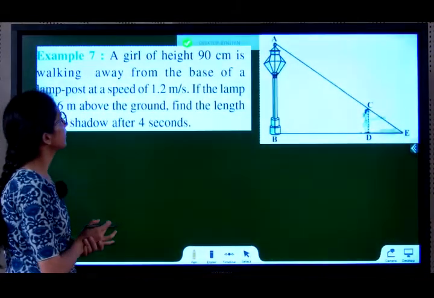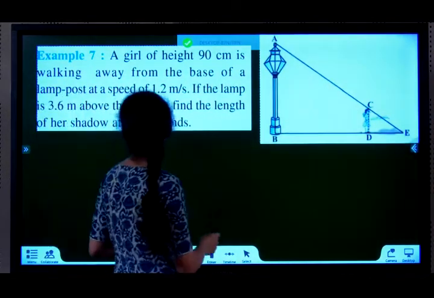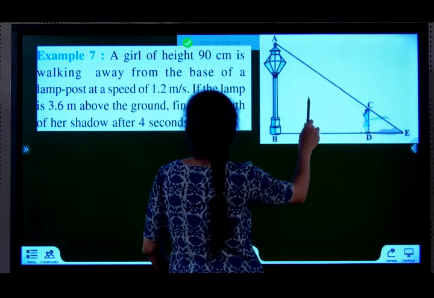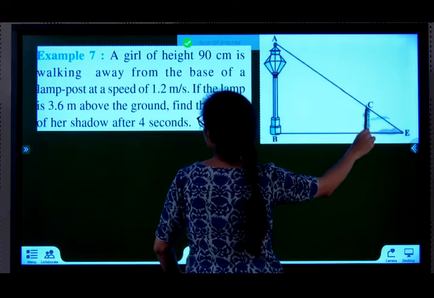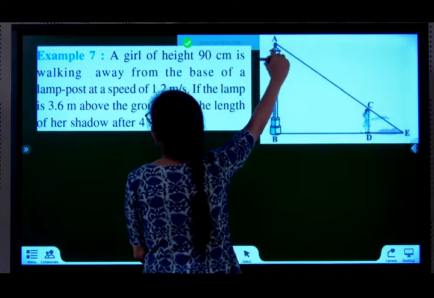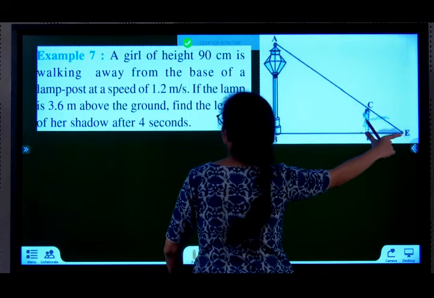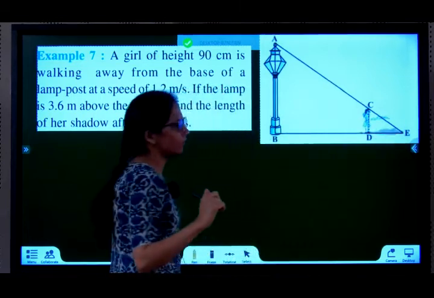Example 7. A girl of height 90 centimeters is walking away from the base of a lamp post at a speed of 1.2 meters per second. If the lamp is 3.6 meters above the ground, find the length of her shadow after 4 seconds.